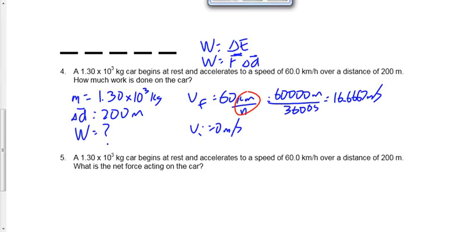Good, Nick. So now we're going to find the work done. We've got a couple of options here, right? Work is equal to delta E and work is equal to F times D. What do you want to try here? F times D or work is equal to delta E? They're both valid. If you can make one of them work, it's good. If you can make both of them work, it's good. It doesn't matter which one you use if you can make them both work. Which one do you want to try?